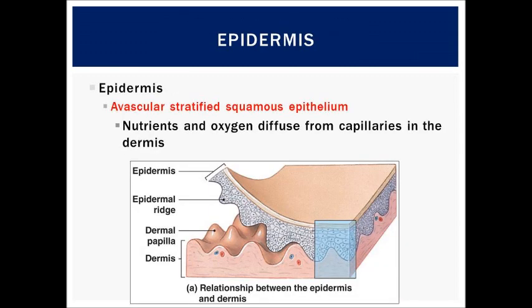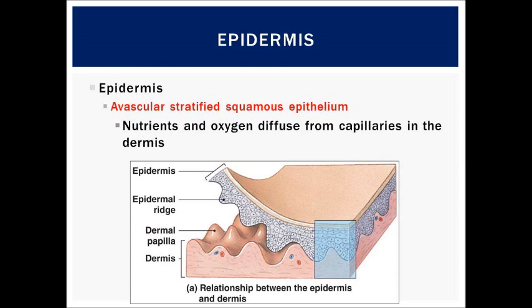Okay, we start with the first layer of the skin, the epidermis. The epidermis consists of the superficial epithelium, which is avascular, stratified squamous epithelium. Avascular means lack of blood vessels. So, if the epidermis doesn't have blood vessels, how do they get nutrients and oxygen? It is from capillaries in the dermis that diffuse to the epidermis.